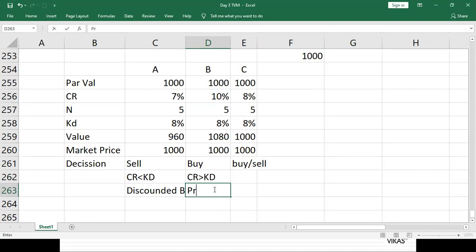Premium bond. So when bond coupon rate equals cost of debt, this time we call it par. It's par. No premium, no discount. Right? We got the idea? Is it clear?